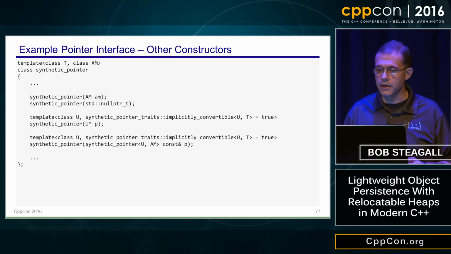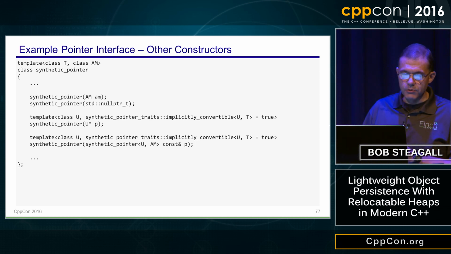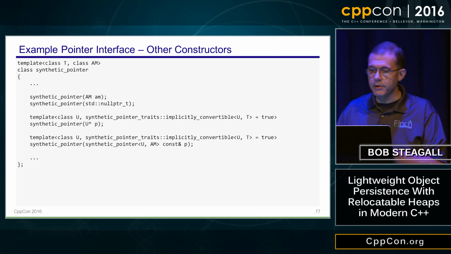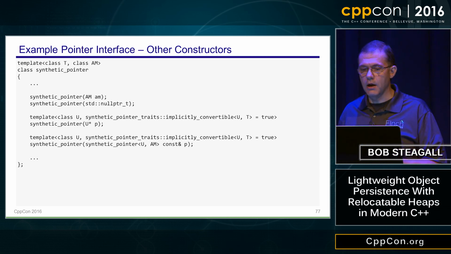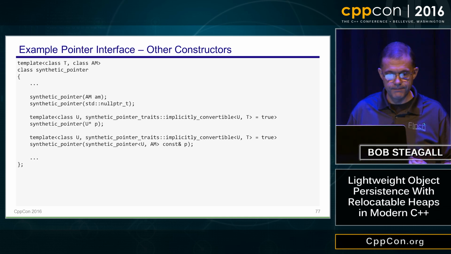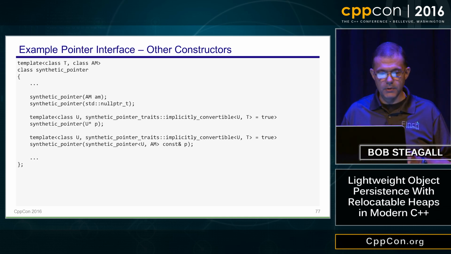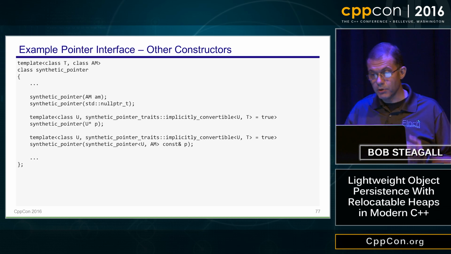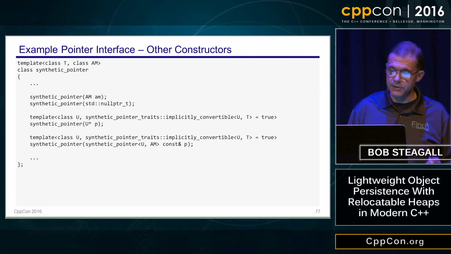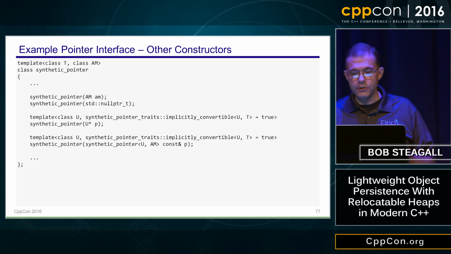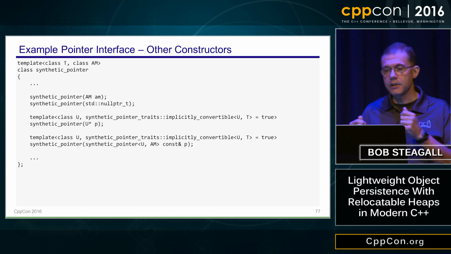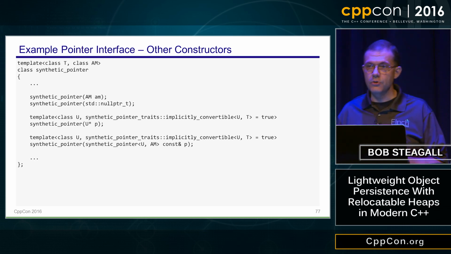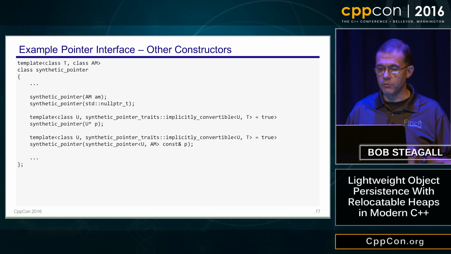Next are some custom constructors. The first two, grouped together there, allow implicit conversion from an addressing model object and also from a null pointer. The second two permit implicit conversion from compatible ordinary and synthetic pointer types. So if a U star can be implicitly converted to a T star, then these two constructors will participate in overload resolution. Otherwise, SFINAE kicks them out, and it's as if they don't exist.